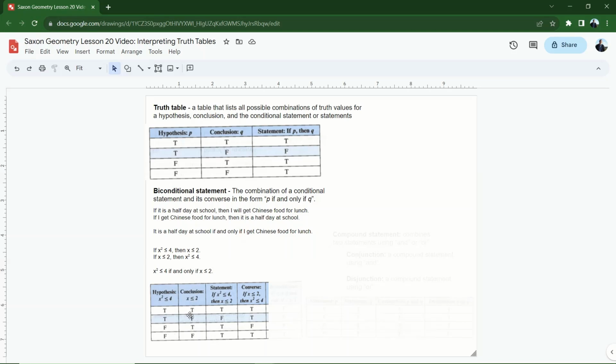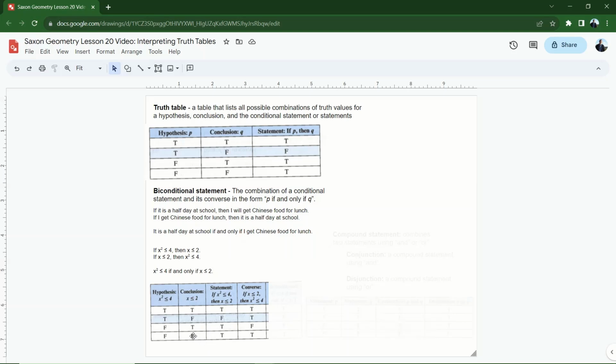So if my conclusion is true, that actually now becomes my hypothesis. If both my hypothesis and conclusion are true, the converse is true. Now look at this. The conclusion is false, but remember, that's my new hypothesis. If my hypothesis is false, I can't make a determination. So that means that my truth value has to be true for this one and for the last one. It doesn't matter if it's false.